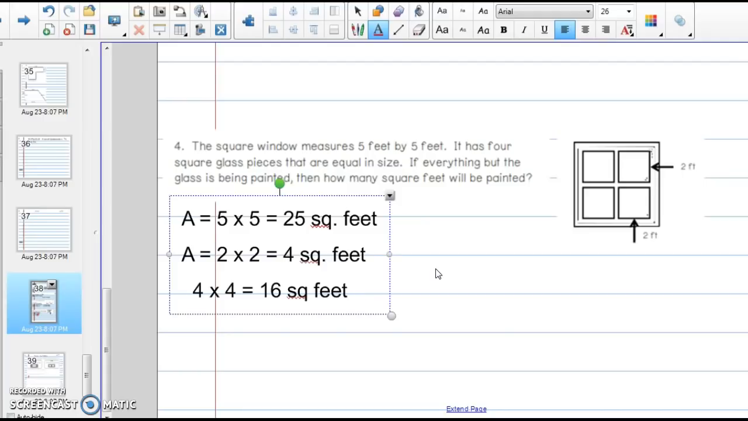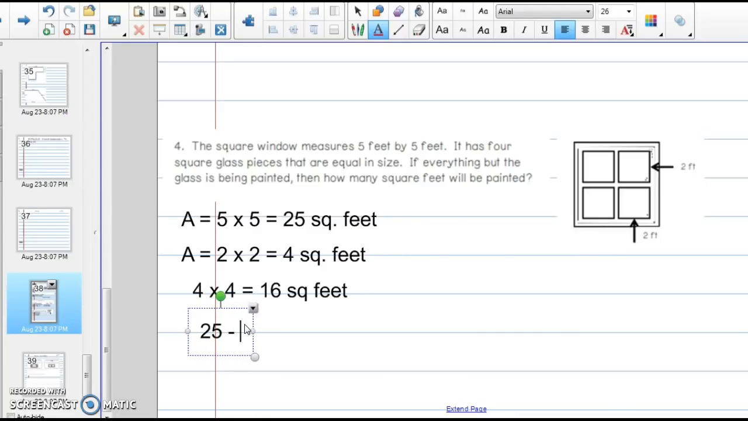Now I want you to think. If everything but the glass is being painted, how many square feet will be painted? What will we need to do with the total area of the whole window and the area of the glass? Hopefully you said subtract. So right now, if you will, subtract 16 from 25, and that will be your answer for number 4. Pause the video and subtract that out. You should have ended up with 9 square feet.